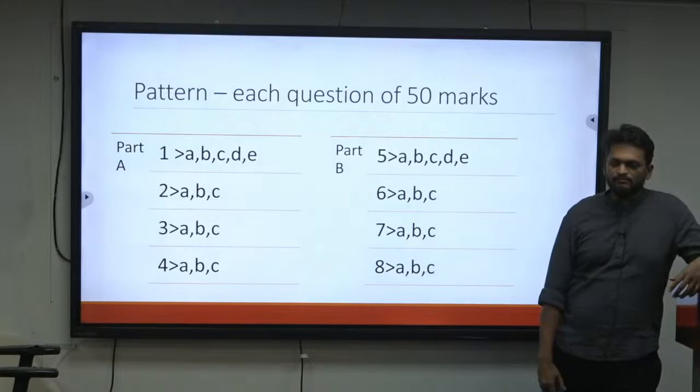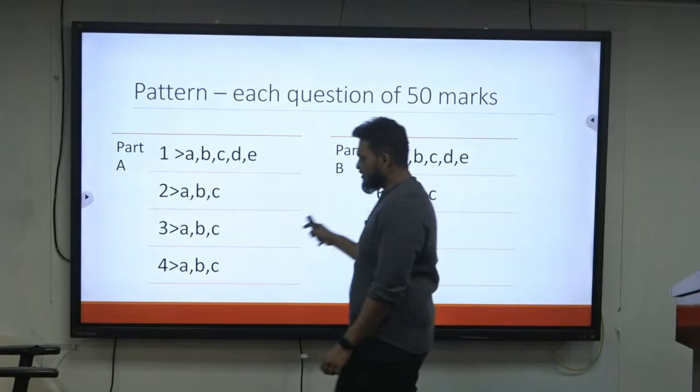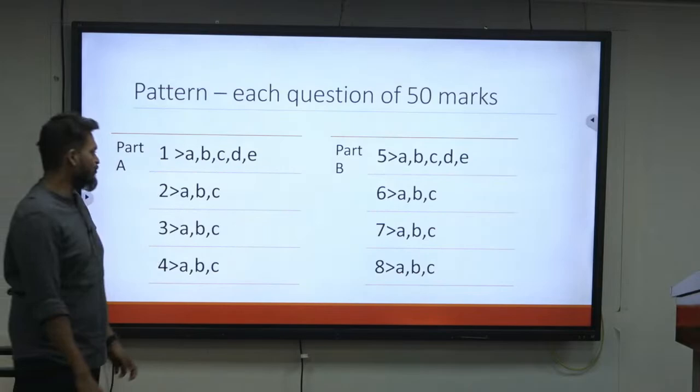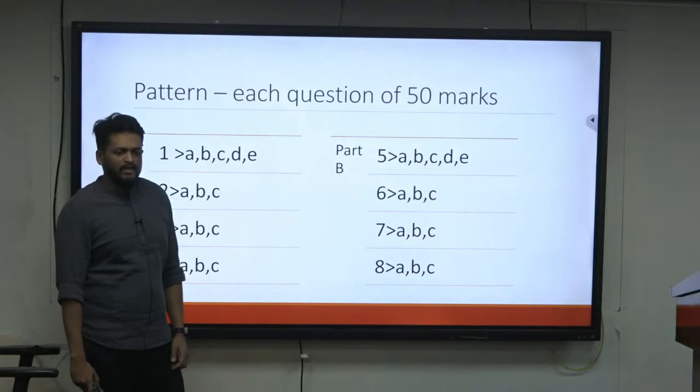Everybody understood this pattern? 8 questions out of which you have to answer 5. 2 are mandatory and for the other 3 you have a choice on what you want to choose. Apart from this, these mandatory questions usually are all 10 markers. 5 questions, 250 marks. That means each question is worth 50 marks.